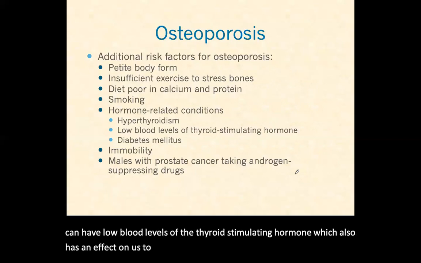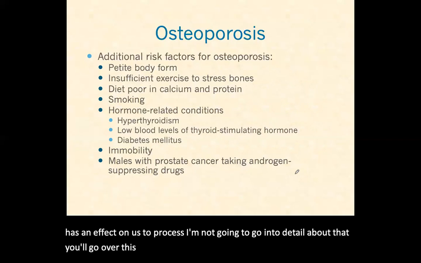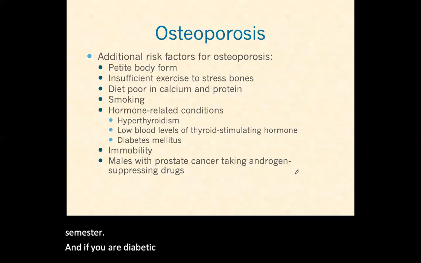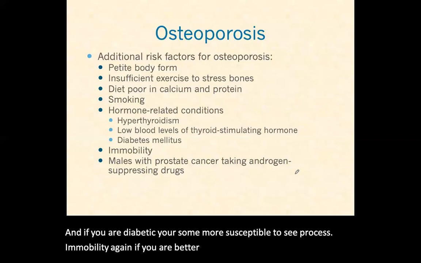I'm not going to go into detail about that. You'll go over this in much more detail in the endocrine system next semester. And if you are diabetic, you're also more susceptible to osteoporosis. Immobility, again, if you are bedridden, the bones are more susceptible to osteoporosis.